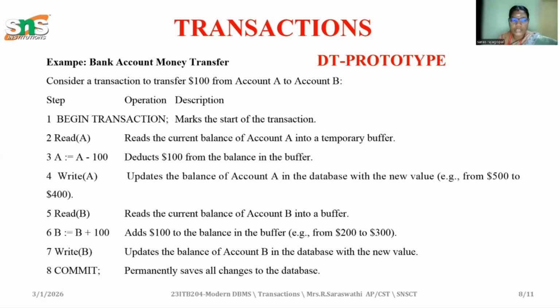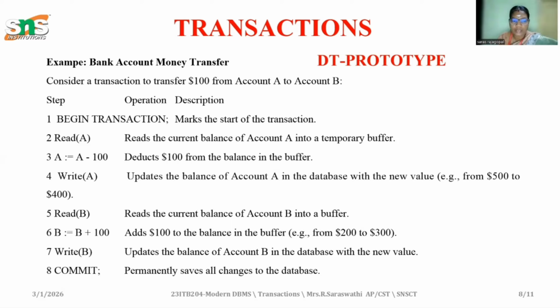Initially, begin the transaction. It marks the start of the transaction. Read of A: account A is read into the temporary buffer. Read the current balance, and then update the balance by deducting. A equals A minus 100. This deducts $100 from the balance in the buffer. Every data item is stored in a temporary buffer.